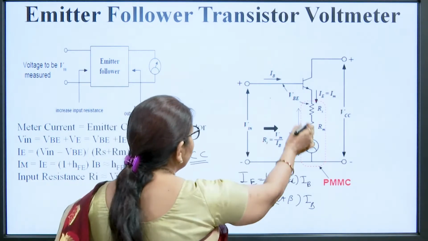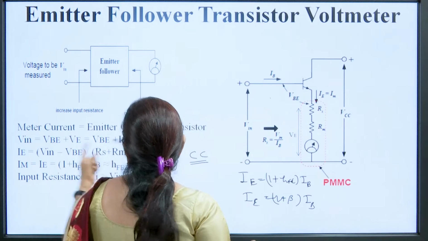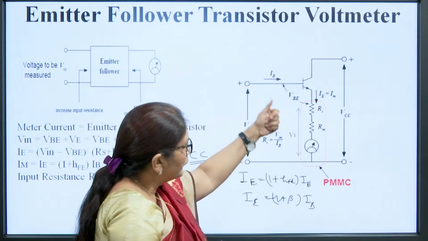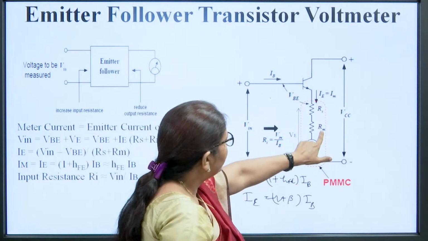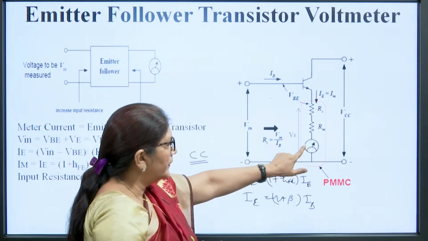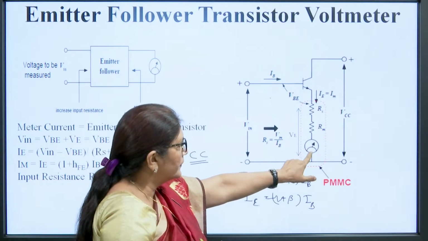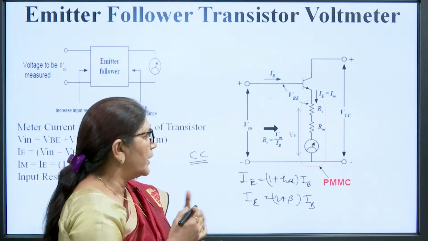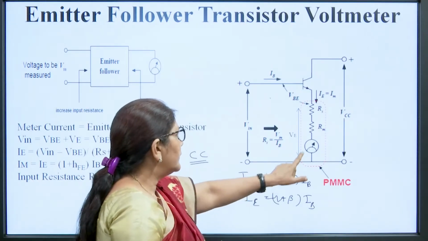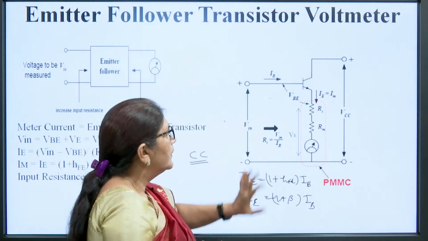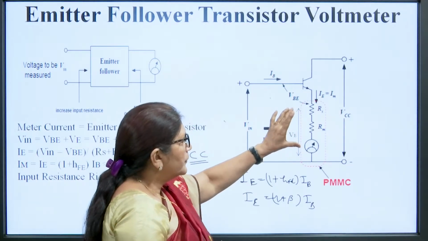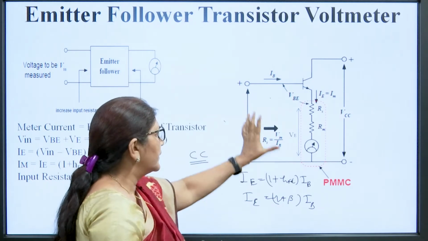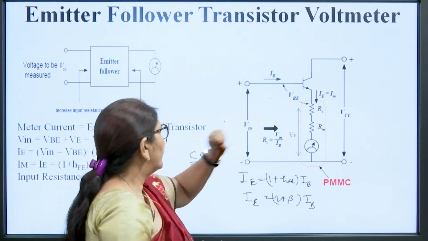Now, if we see this circuit, the meter current is equal to the emitter current of the transistor, because the emitter current is flowing over here. Rs is the series resistance of this PMMC instrument, and Rm is the internal resistance, that is, the coil resistance of the meter. If we are not using this circuit, the input resistance of this meter will be Rs plus Rm. But when meter is placed at the emitter, then what will happen?